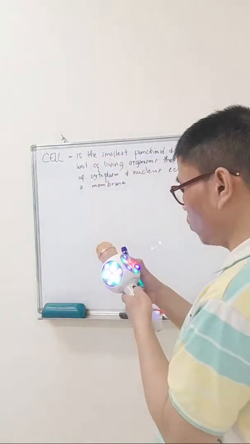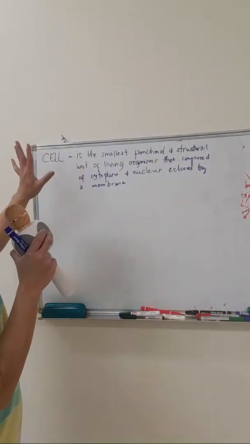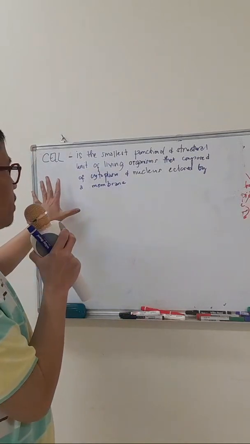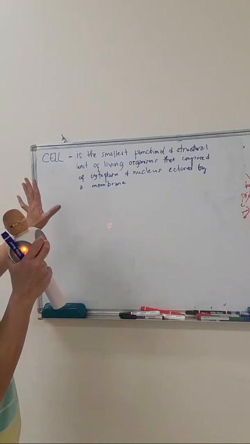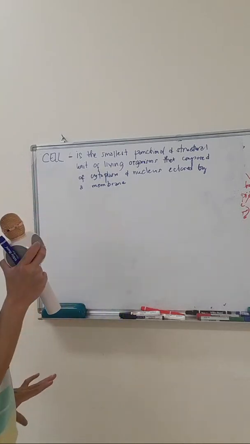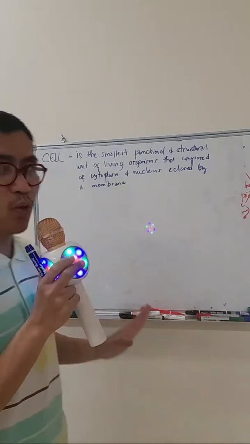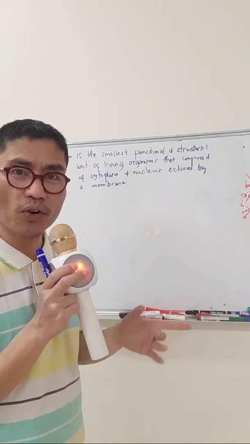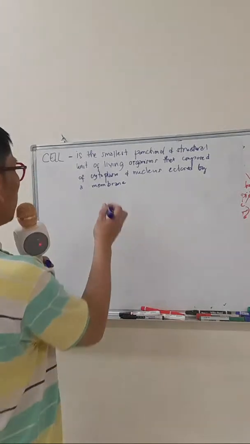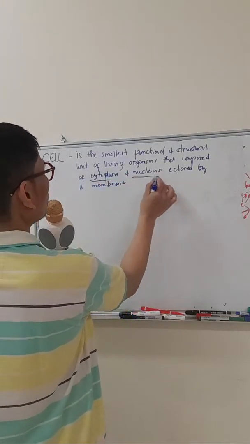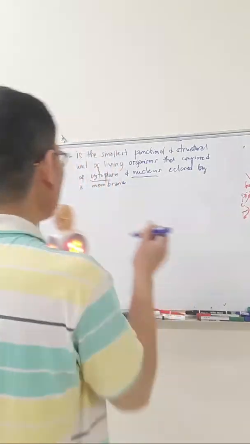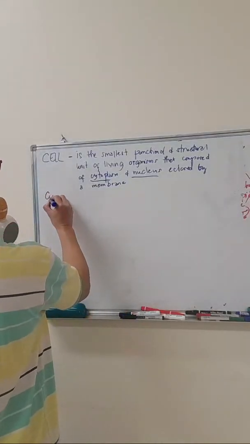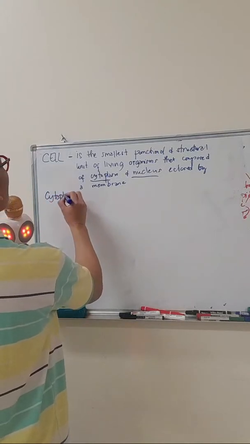So, a cell is the smallest functional and structural unit of living organisms that is composed of cytoplasm and nucleus enclosed by a membrane. In here, what terms do we need to understand further? It's going to be cytoplasm and nucleus. We are looking for nouns here. So, cytoplasm.